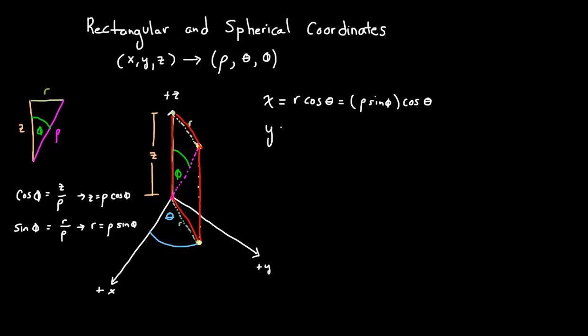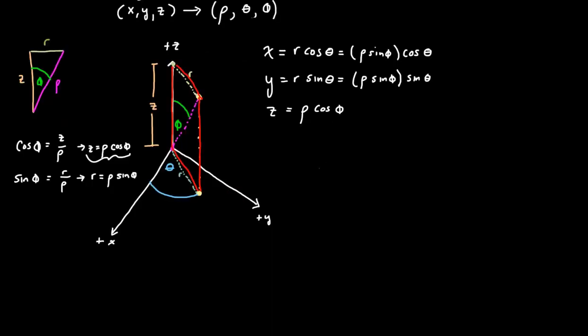Now the y is always r times the sine of theta, and r we just said was rho sine phi, substituting that, times the sine of theta, and then we have the conversion for y. And now z, we did that here already, which is going to be rho times the cosine of phi. Let's summarize this. X is going to be rho sine phi cosine theta. Y is going to be rho sine phi sine theta. Z is going to be rho times the cosine of phi.